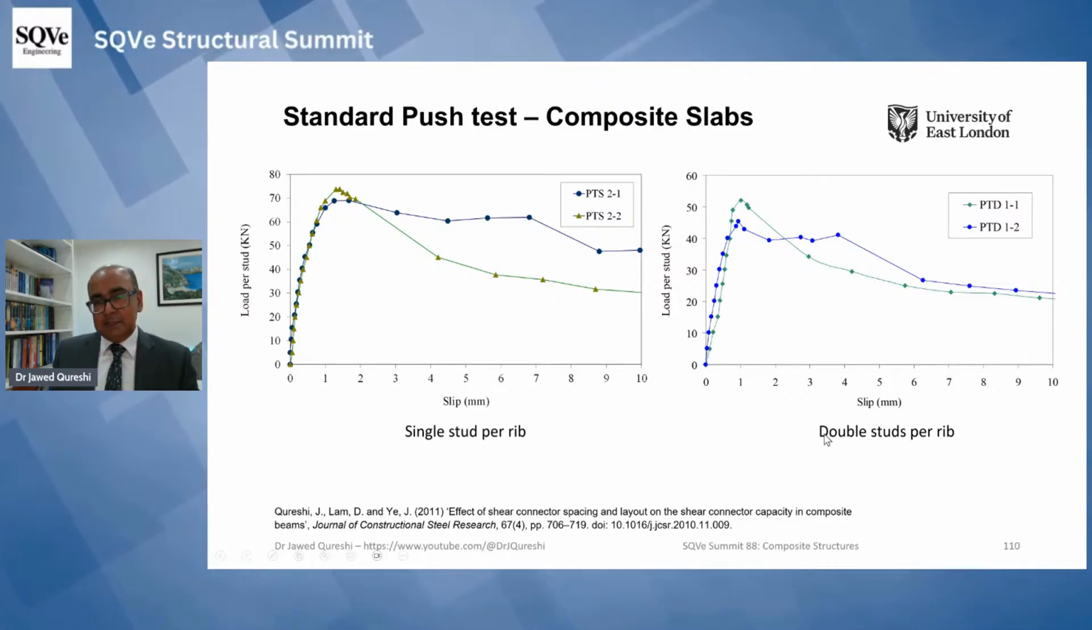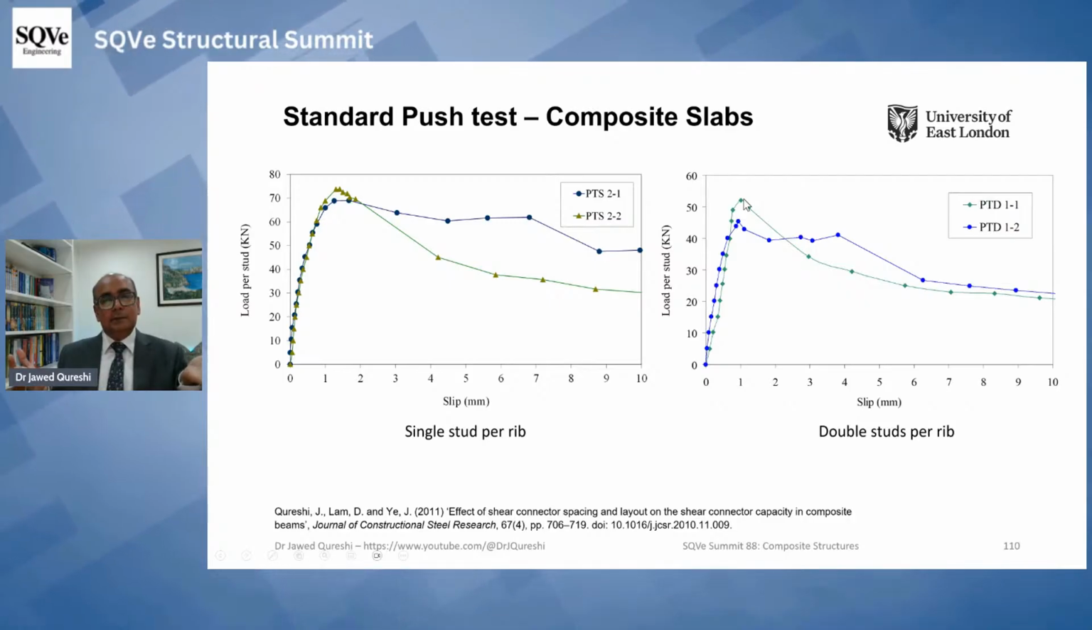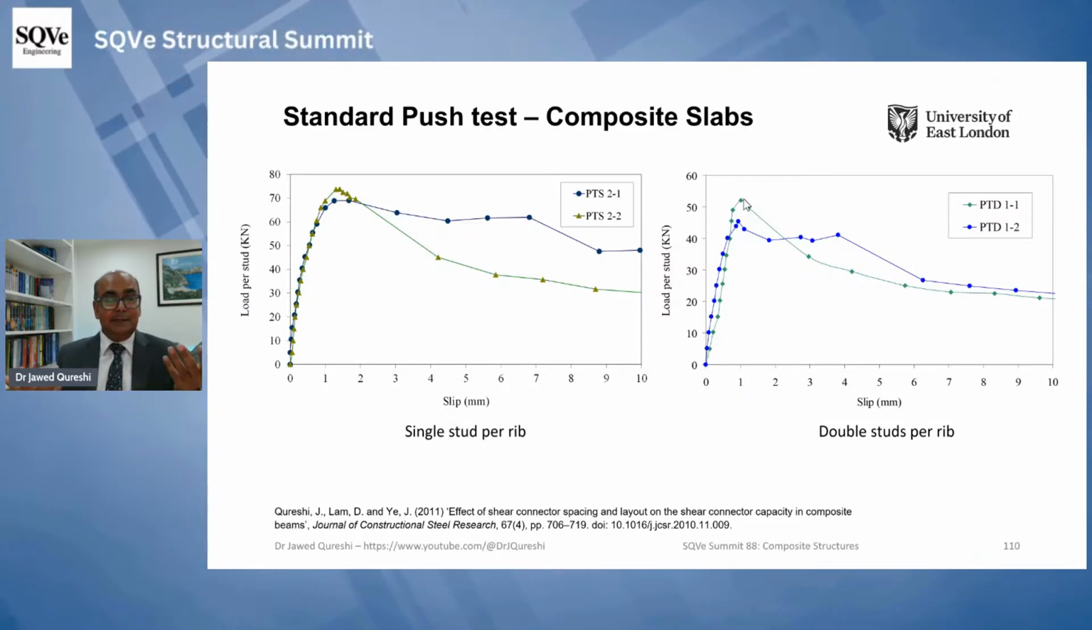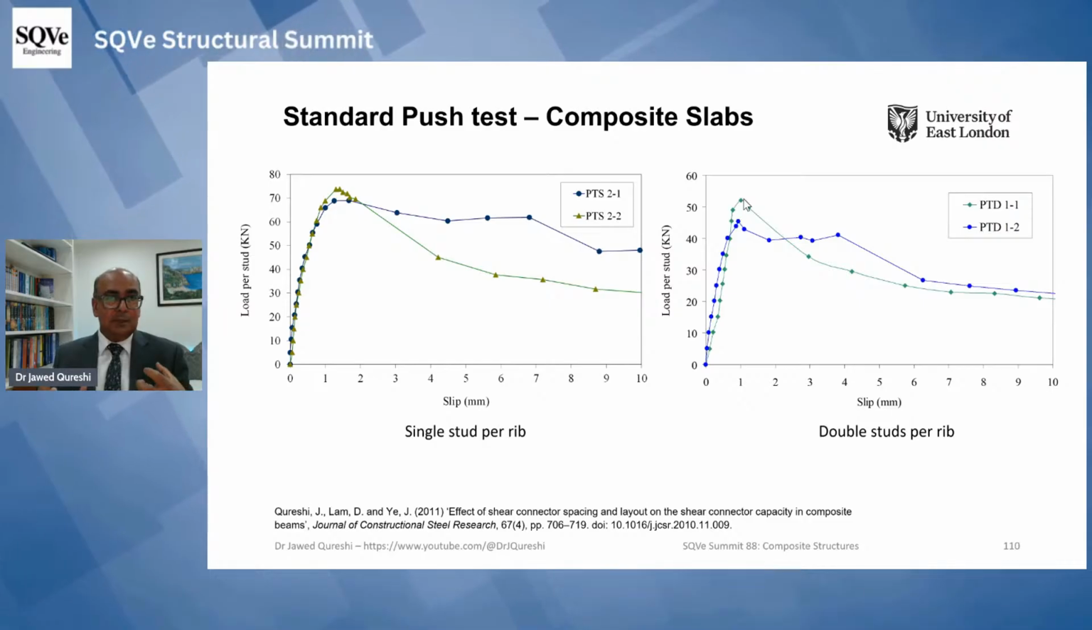Single stud per rib and double stud per rib. Single stud per rib, you can see that we have 70 kilonewton per stud, and here we have on average about 50 kilonewton. Why is this capacity less? If we have double studs, then certainly we should have more capacity. This is how it makes sense. But in case of double studs, the capacity per stud is reduced. What could be the reason?